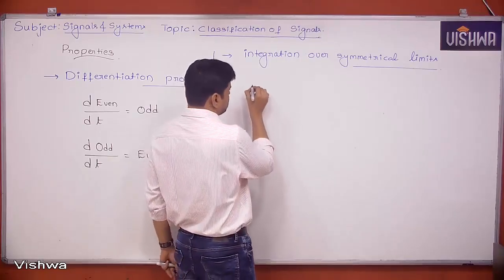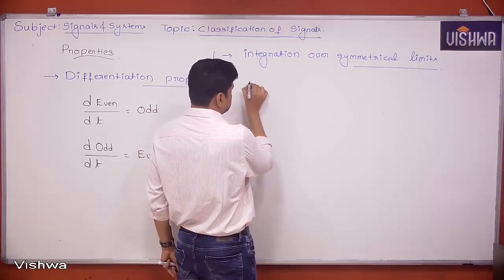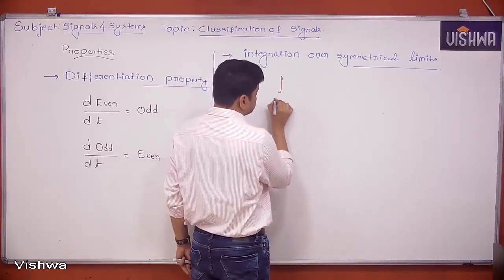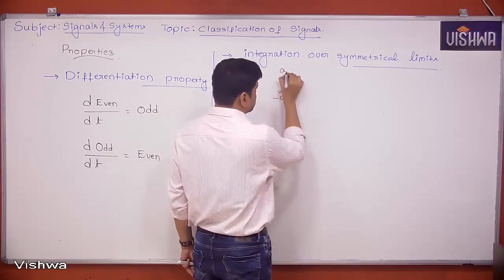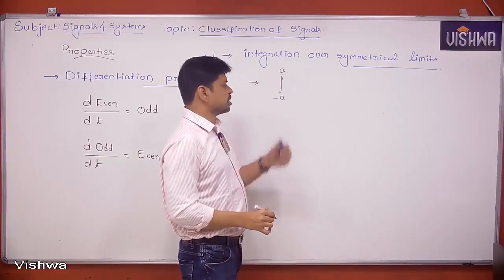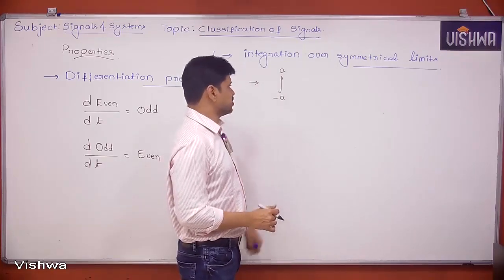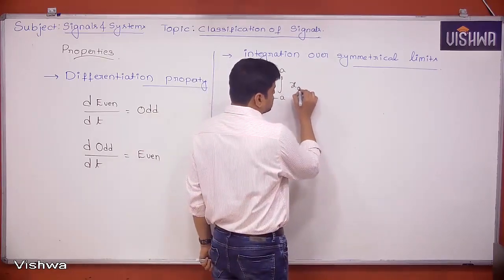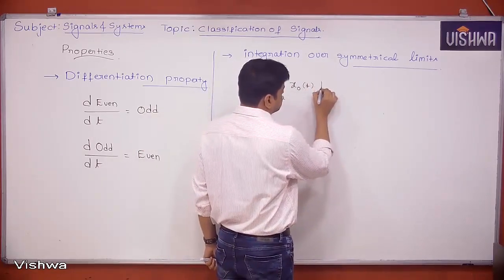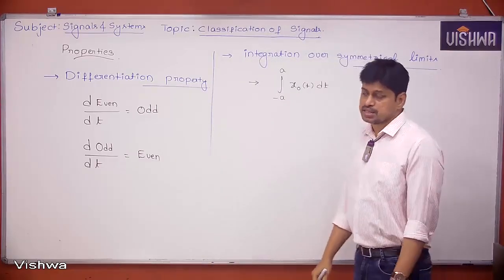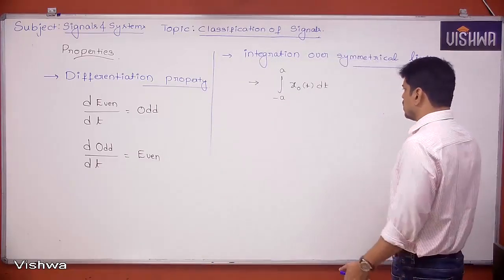Let's see the first property in that. Suppose I take the integral from minus a to a. These are nothing but integration over symmetrical limits, meaning the lower limit and upper limit have to be the same with a different sign. If you take an odd signal, integration of an odd signal over symmetrical limits, what will happen? So let's check it out.